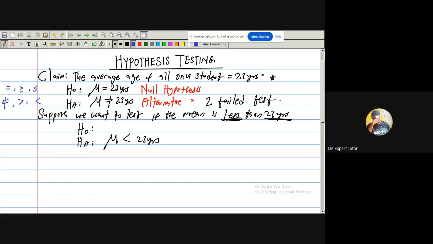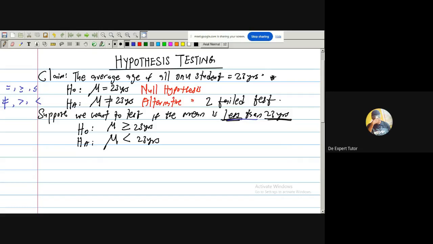So if you study your claim very well, they say less than 23 years. Since they say less than, you know that is for the alternative hypothesis. Good. Then what will be your null hypothesis? The opposite of this: greater than or equal to 23 years. And that's it. Simple.